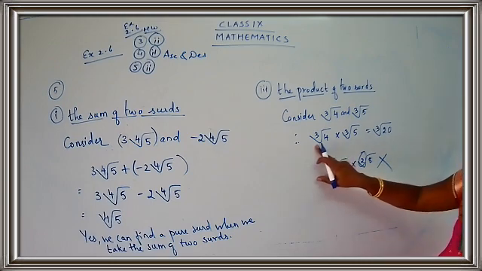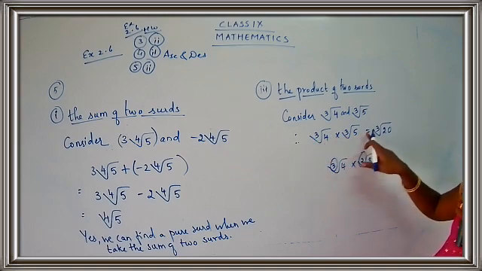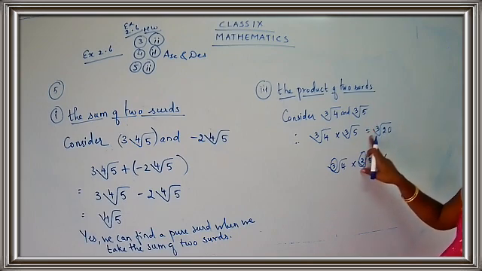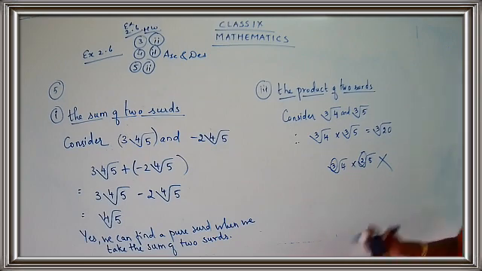So what do you get as the answer? Cube root of 4 into cube root of 5 is equal to cube root of 20. So what is the coefficient here? The coefficient is 1. Okay, children? So write down the final statement.